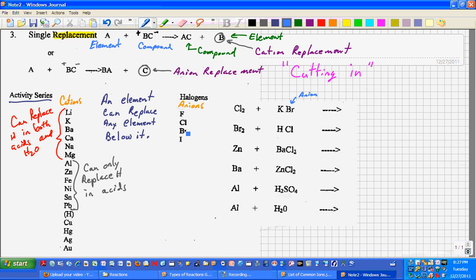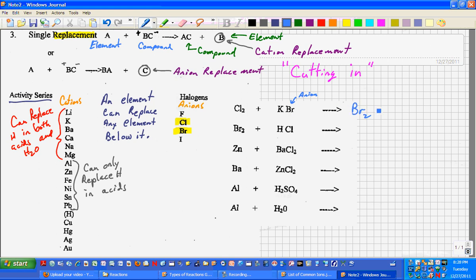So I'm going to go over to the anion list, and I look at both chlorine and bromine. Now, chlorine can replace any element below it, and I see that bromine is below chlorine, so chlorine can indeed replace bromine, so this reaction will happen, and what happens is bromine says, okay, you can dance with my date, I'm going to leave.